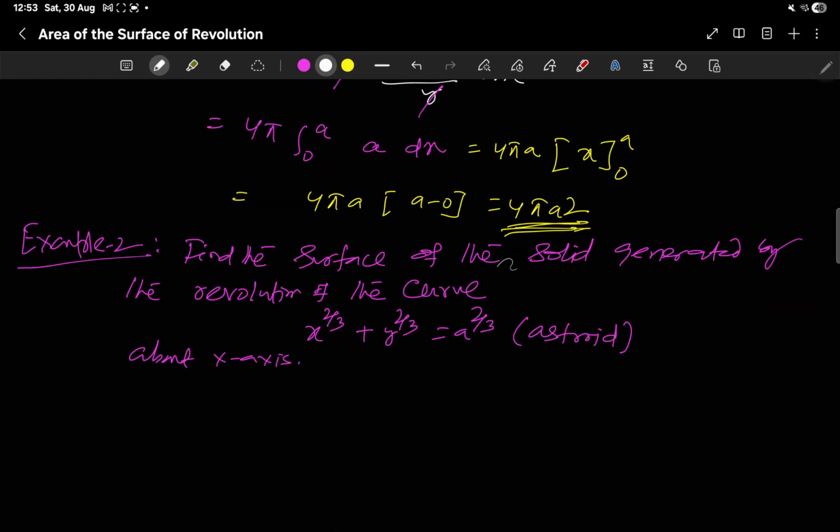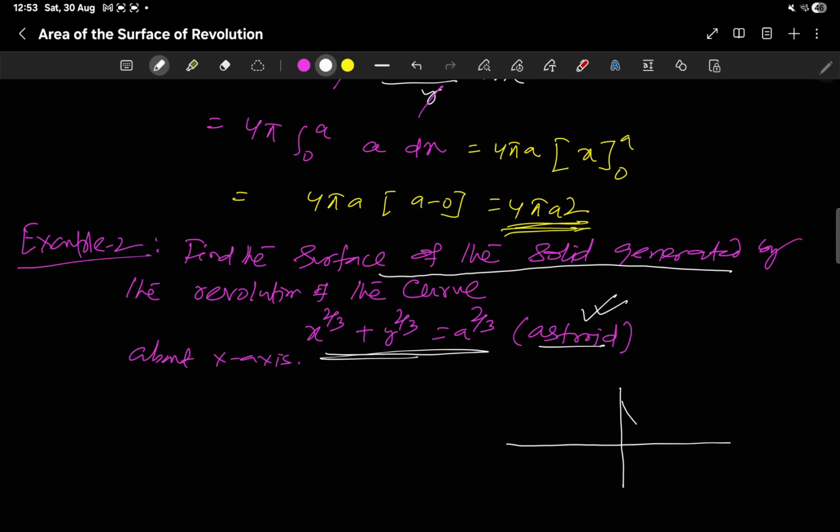Coming to example 2, find the surface of the solid generated by the revolution of this curve about the x-axis. Actually this is the asteroid, the name of this curve. We don't bother about the name. I have also discussed it in the rectification chapter, right? So the asteroid is given by this. And this is (a, 0), (0, a), (minus a, 0), and (0, minus a).